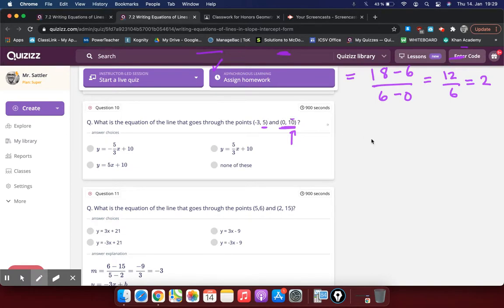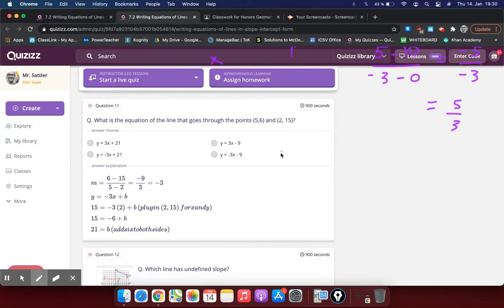So y1 minus y2, so 5 minus 10. That looks horrible. 5 minus 10. And then x is on the bottom. Negative 3 minus 0. That's not going to do anything. Just going to get negative 3 on the bottom. 5 minus 10 is negative 5. Negative divided by a negative is a positive, and you can't simplify that any further. So it's this option right here, 5/3 x plus 10, because again, that's the y-intercept right there.